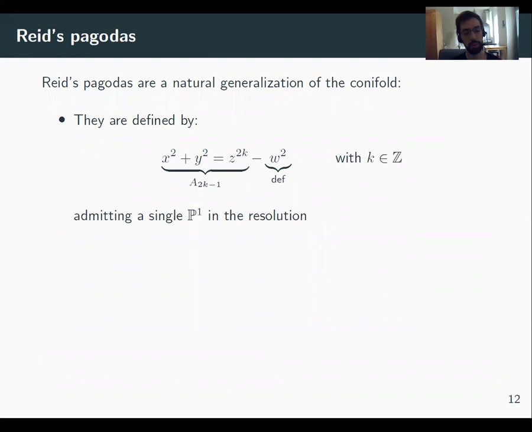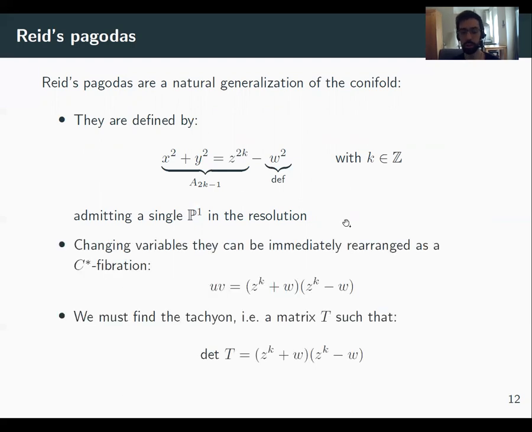The example is the one of Reid's pagodas, which are a generalization of the conifold. They are defined by this equation, which is a deformation of an A_{2k-1} singularity. It is singular at the origin, and we can see that there is only one P1 in the resolution. Now we want to rewrite this equation as a C star fibration. So we just change variables and obtain a form UV equals the product of these two factors on the right.